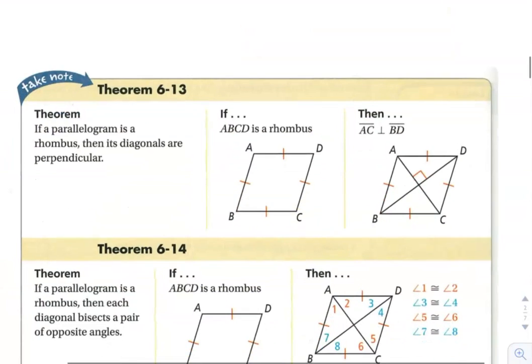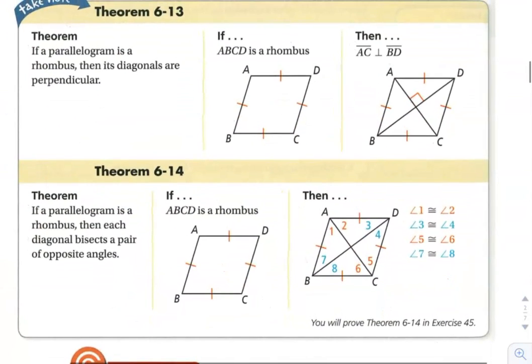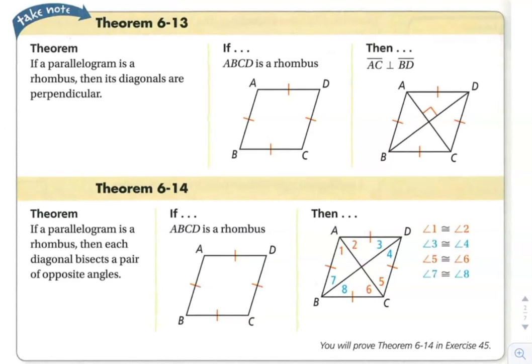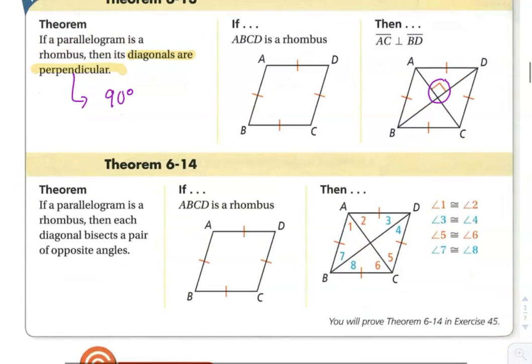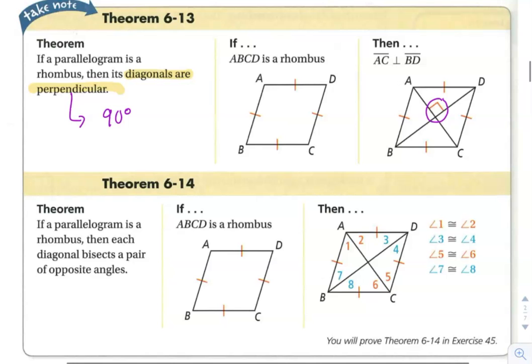So now getting into some specifics about rhombuses in particular. If a parallelogram is a rhombus, then its diagonals are perpendicular. So perpendicular, again, I mentioned this word, means 90 degrees. If you have a rhombus, when you draw out your diagonals, they will intersect to create 90-degree angles. And just recognize too, because a square is a specific type of rhombus, this also applies to squares.